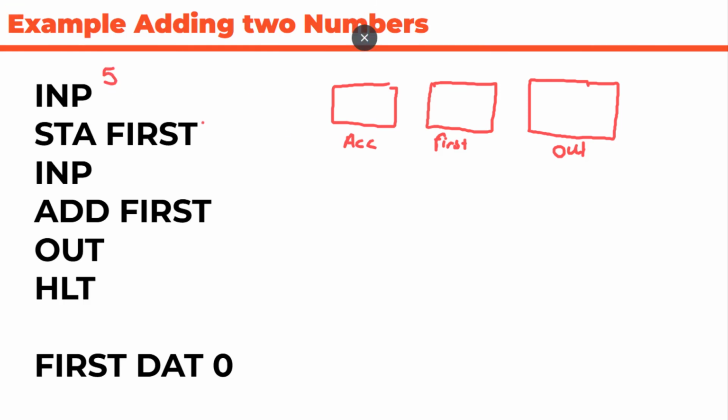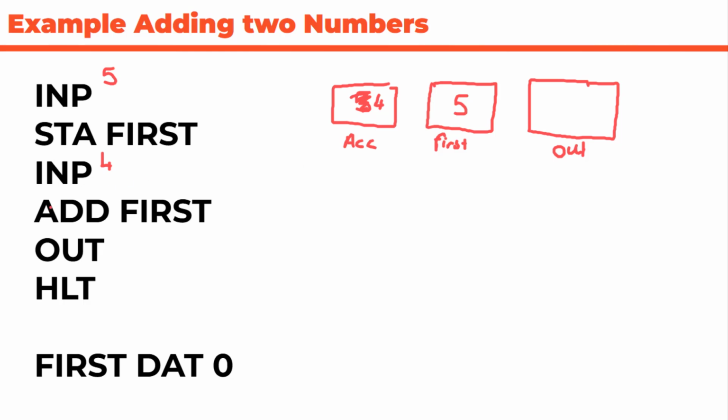So when you input something, let's say I inputted the number 5. It's going to say STA first. So store whatever's in the accumulator, which is 5, because I've just inputted it. So 5 goes into the accumulator. Store that value from the accumulator in the first variable box. So I store that in there. Then I take a second input from the user, 4. Now that overwrites what's in the accumulator, and we store 4 in there.